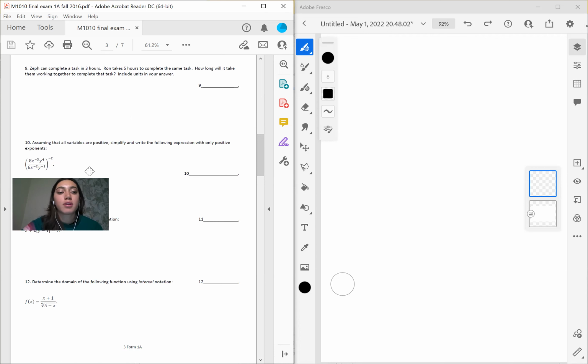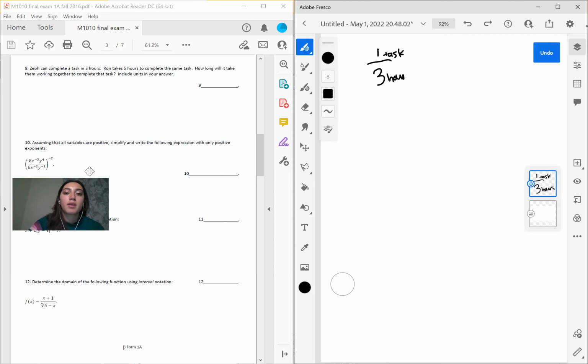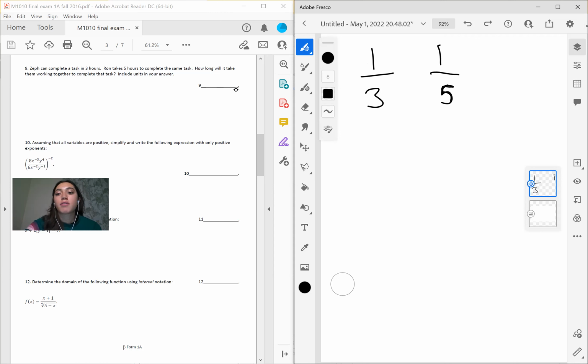So Zeph can complete a task in 3 hours. So his rate is 1/3 task per hour. Okay, so 1 whole task per 3 hours. All right. Write that again. And then Ron takes 5 hours to complete the same task. So that's 1 task at a rate of 5 hours. And then together, how long will it take them to complete the task? So we add them because they're doing it together to complete one whole task.